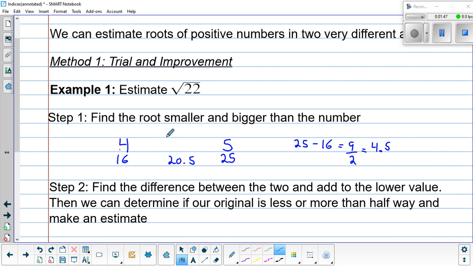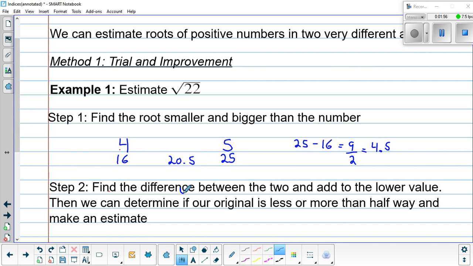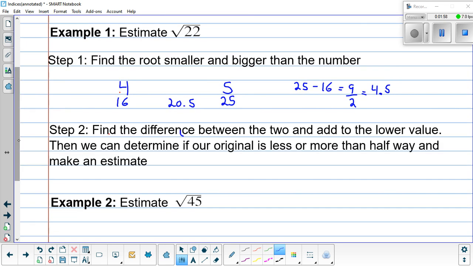So since it's the square root of 22, I'm just going to guess that we're at 4.6, right? So 4.6, 4.7. That's just a good guess.